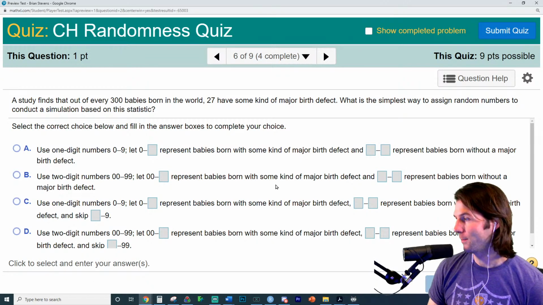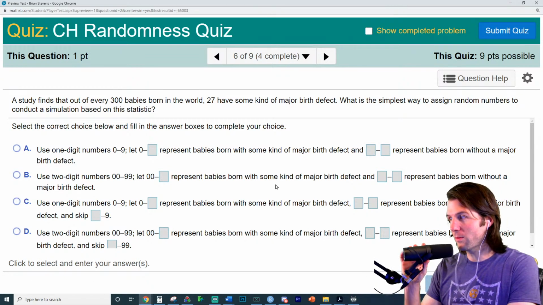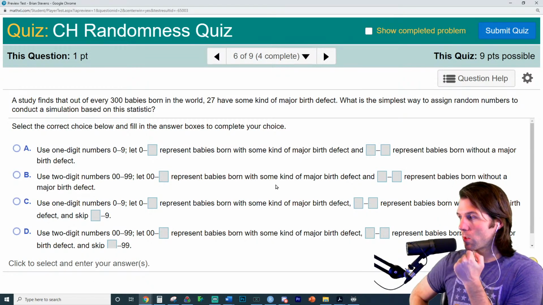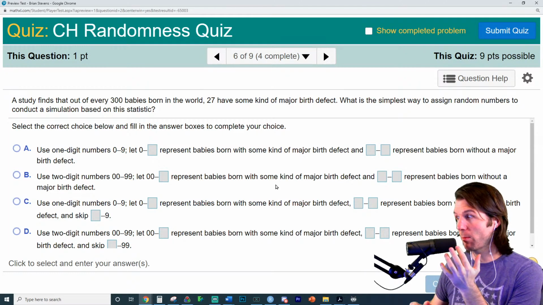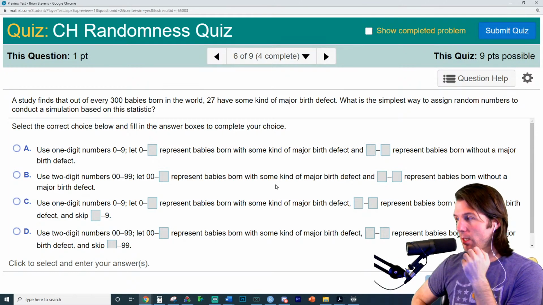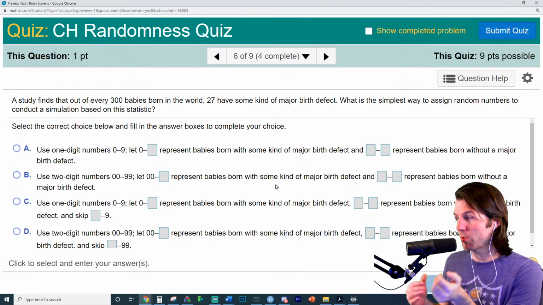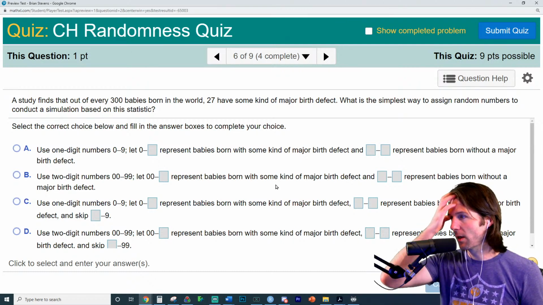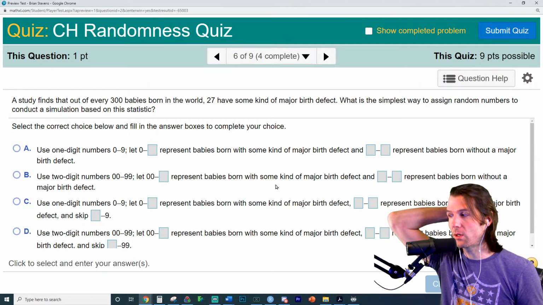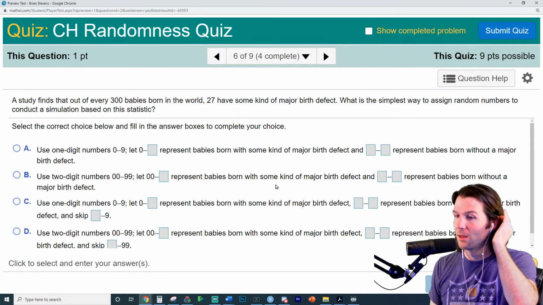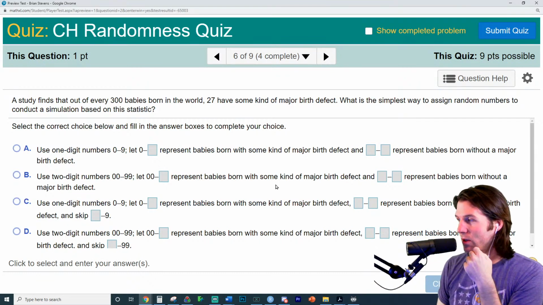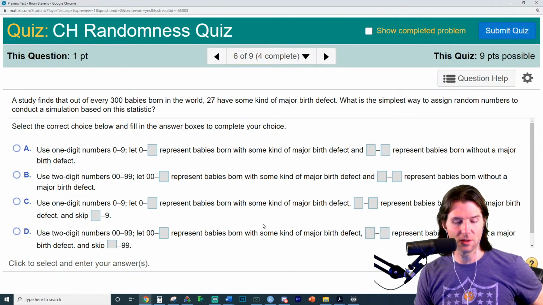Here we go. Okay, so with the birth defect one, we have to first figure out the probability. So the probability here needs to be deduced from 27 over 300. So what is the probability here? According to this problem, what percent of the time would people have a baby with a birth defect? Yep, you got it. 9%. Great question.